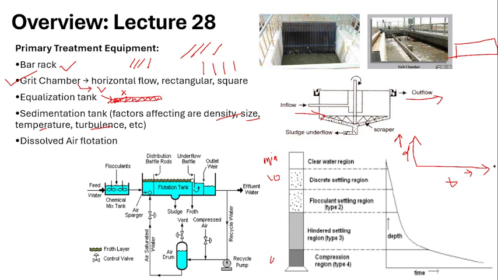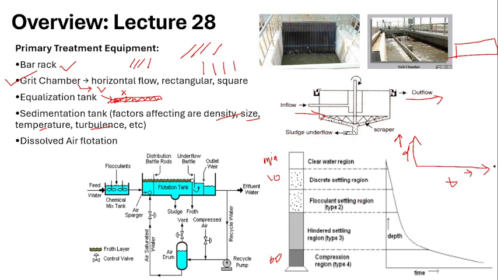After 60 minutes, it can come to the final zone. The settling depth will be higher when the time increases. So we can see a clear water region here. And then what happens? The first stage is the discrete settling region. In this region, all the particles will be settling down at the same velocity, more or less.